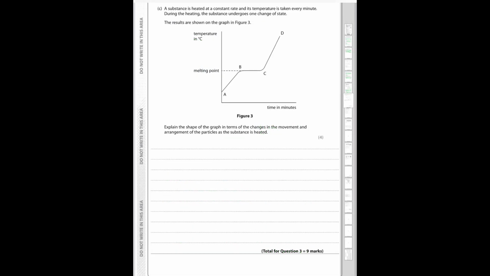For part C, a substance is heated at a constant temperature and its temperature is taken every minute. During the heating, the substance undergoes a change of state. The results are shown in figure 3. Explain the shape of the graph in terms of changes in movement and arrangement of particles as the substance is heated. So, first of all, if we look from A to B, we can say here that the particles are arranged as a solid, and as the solid is heated over time, the particles are gaining energy, so vibrating about their fixed position more rapidly.